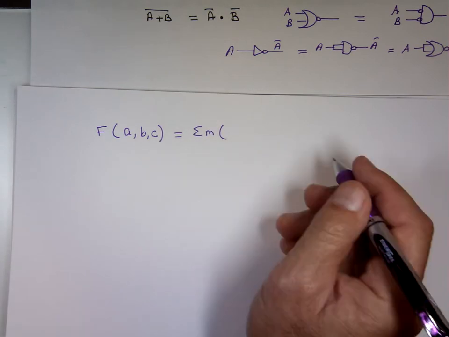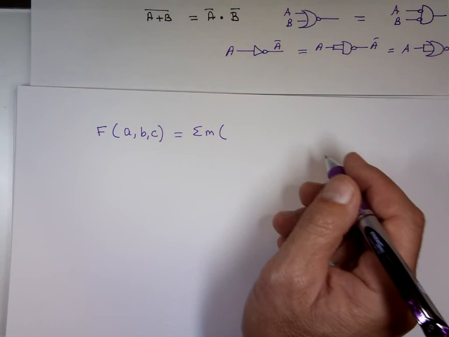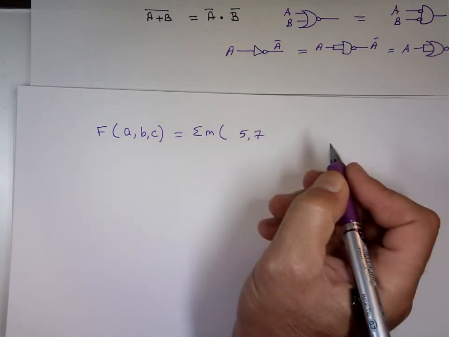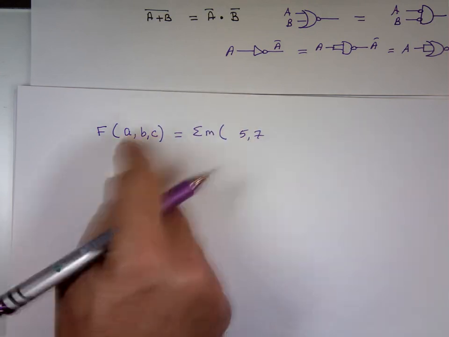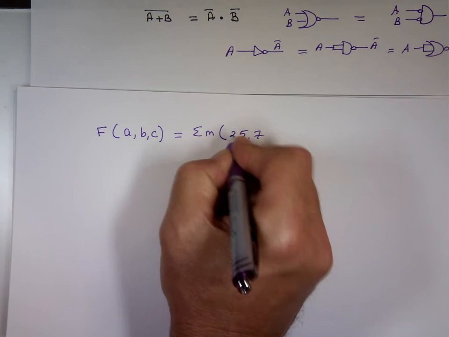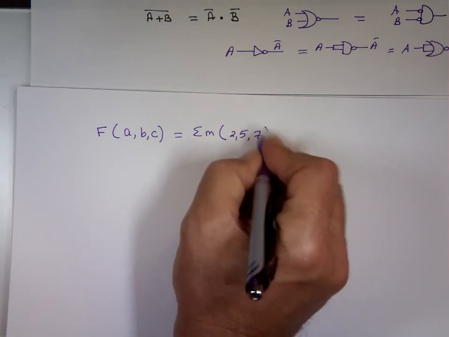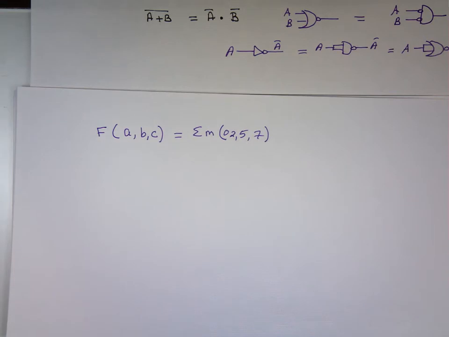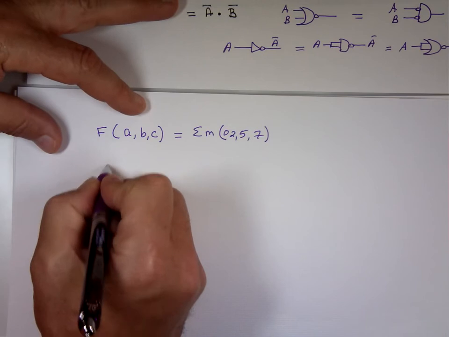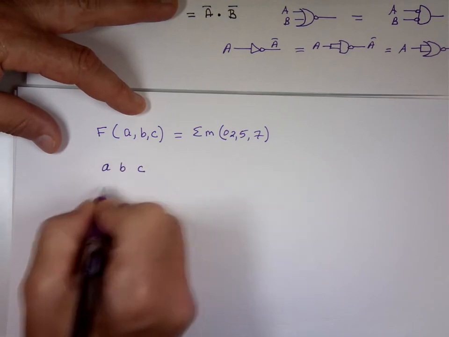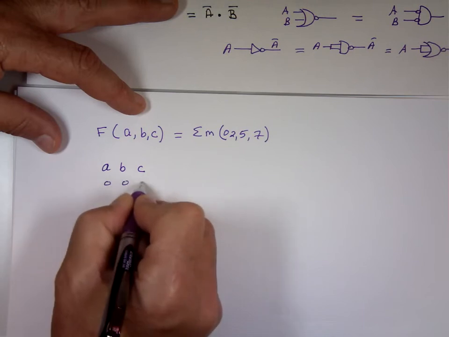Go ahead. Where? Five. What else? Seven. What else? Anything else? Nine. It can't be, there are three inputs, so the maximum is seven. Two. Anything else? You want a zero? I'm just making that up. So here's A, B, C: zero, zero, zero. You should have a one.